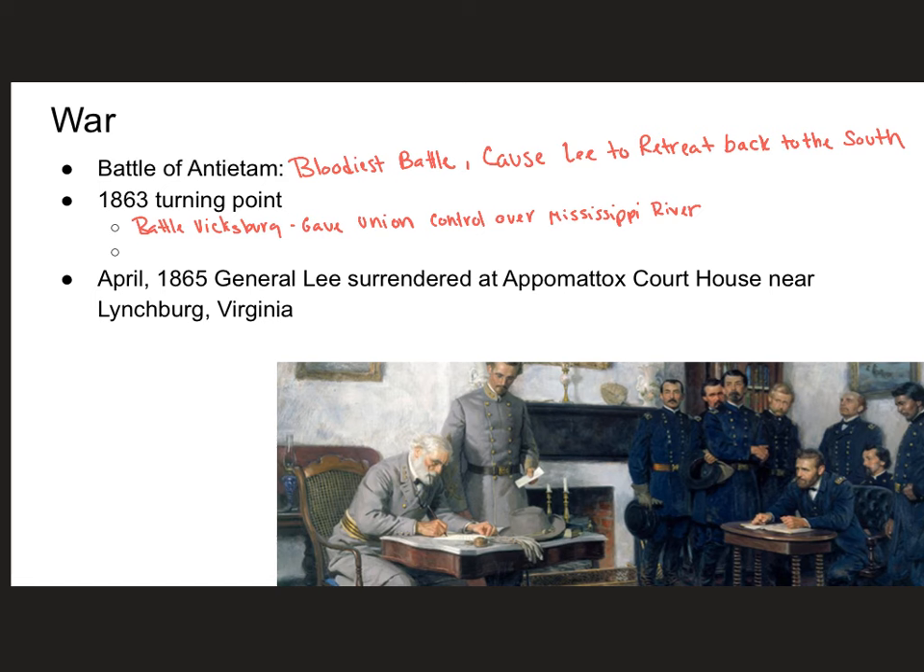And then the second was the Battle of Gettysburg, because the Union won and Lee's army, or the South, was weakened. They were pretty badly defeated and really couldn't bounce back after that. And so that led us to April of 1865, where General Lee surrendered at the Appomattox Courthouse near Lynchburg, Virginia. And that's exactly what we see happening here, the South surrendering to the North.